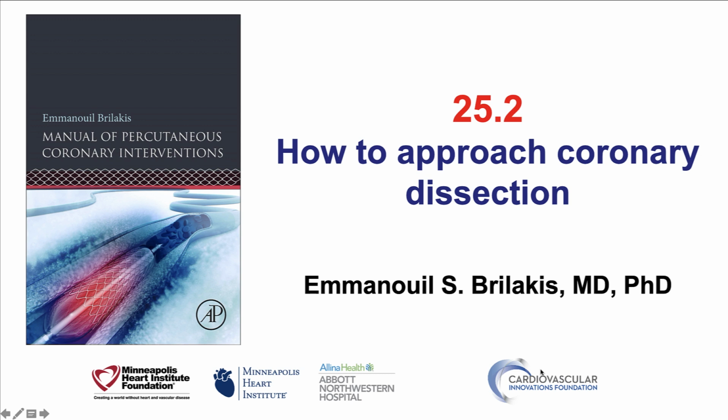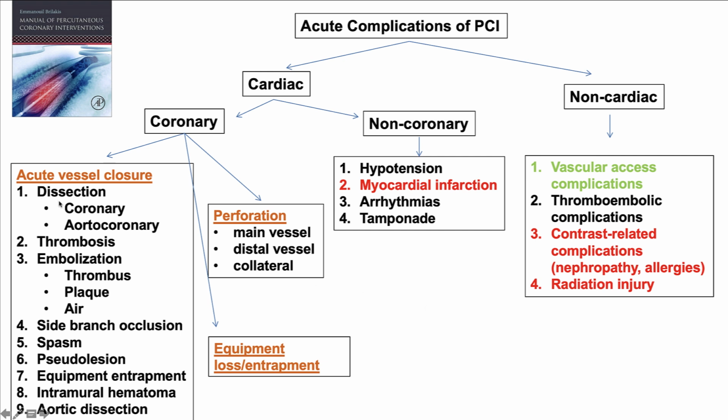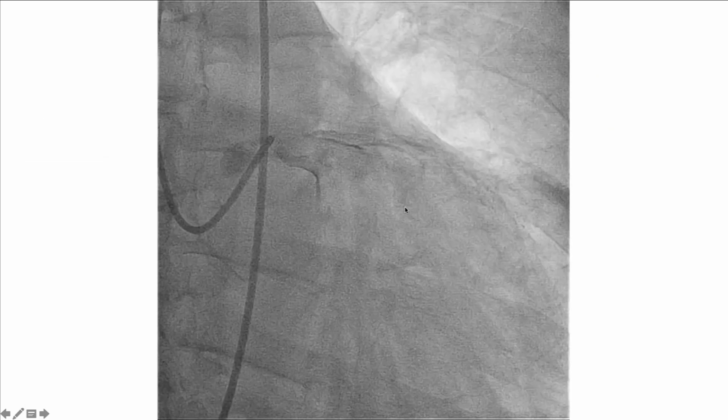This video discusses how to approach coronary dissection. Dissection is one of the potential mechanisms leading to acute vessel closure, either partial or complete, which in turn is one of the three main coronary complications during PCI, the other two being perforation and equipment loss or entrapment. Acute vessel closure, whether due to dissection or other causes, can lead to myocardial infarction and can also lead to hypotension and hemodynamic compromise, as well as arrhythmias because of the induced ischemia.